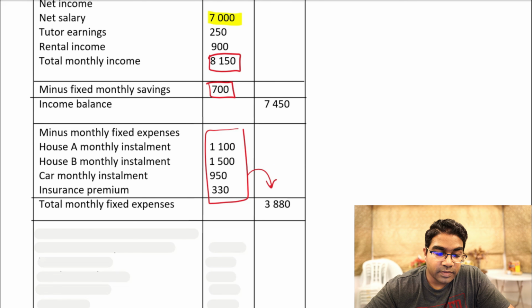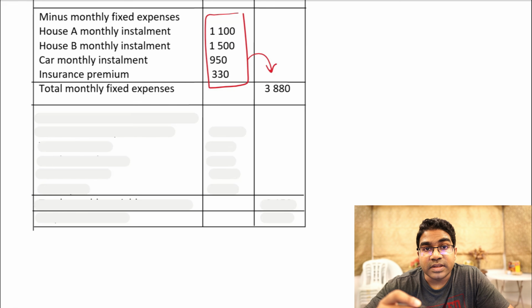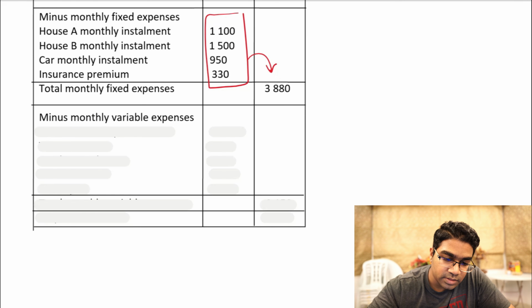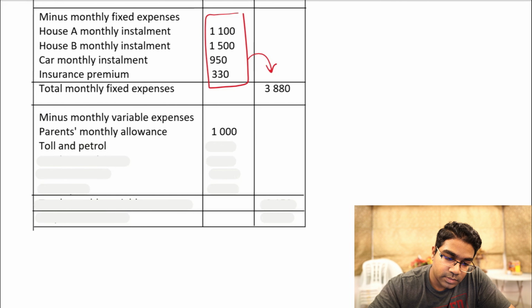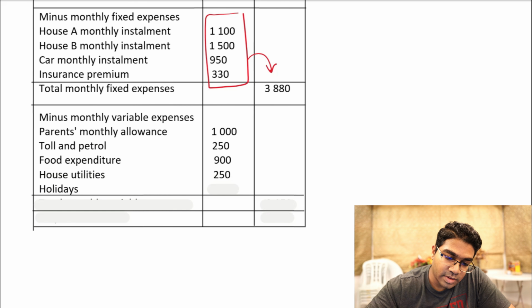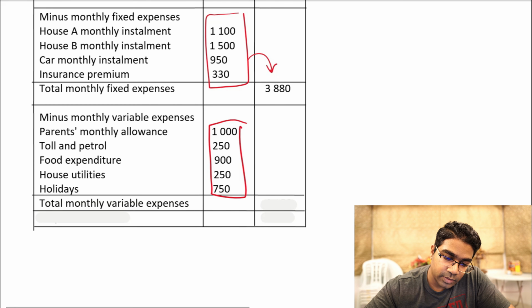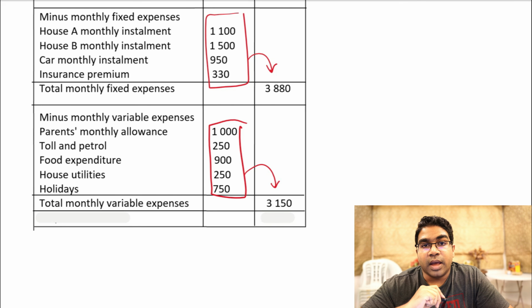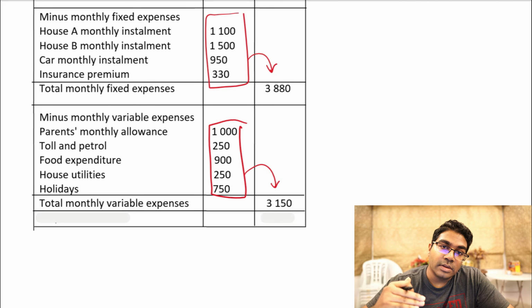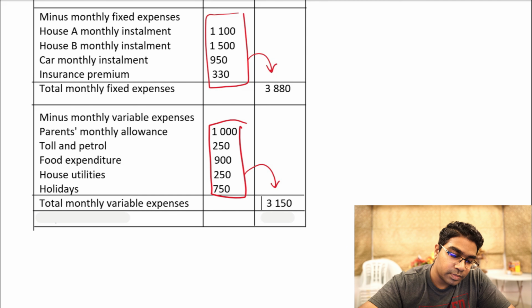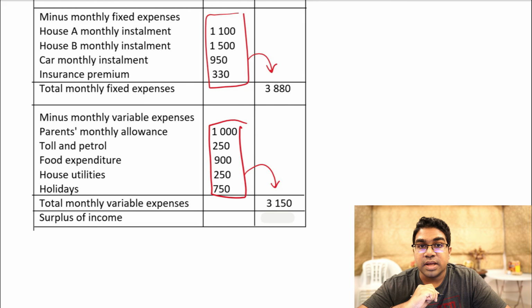And then you do the same thing for variable expense as well. So we have variable expense, then you list down the amount, put everything down here. We have 5, and then the same thing, total it up. So we have total monthly variable expenses, put this amount here. And now finally we've listed everything down, we can find the surplus of income. So the last line will be surplus of income.